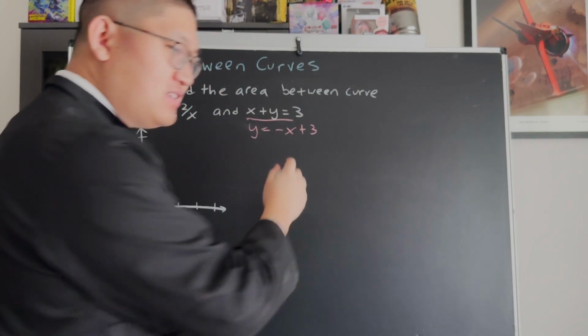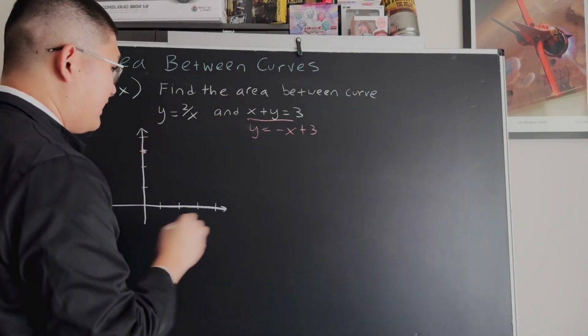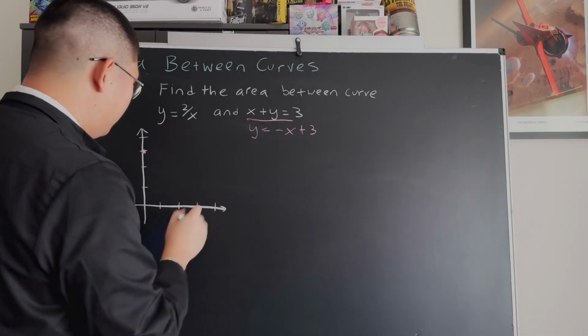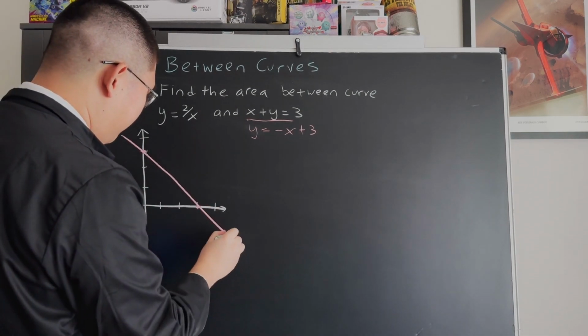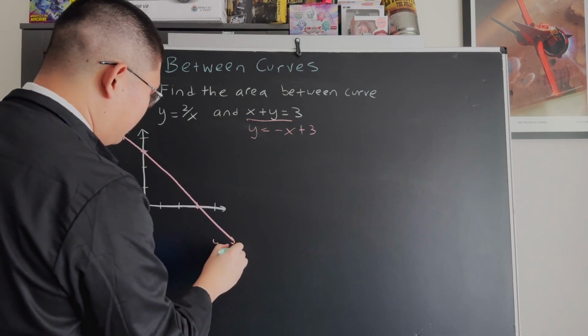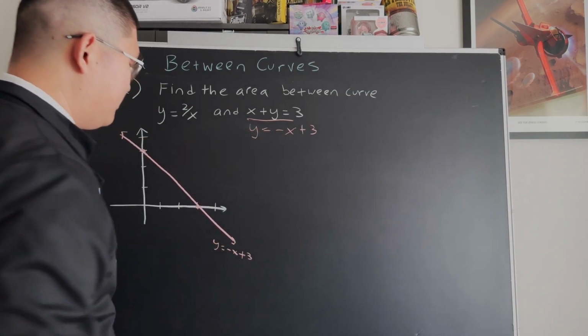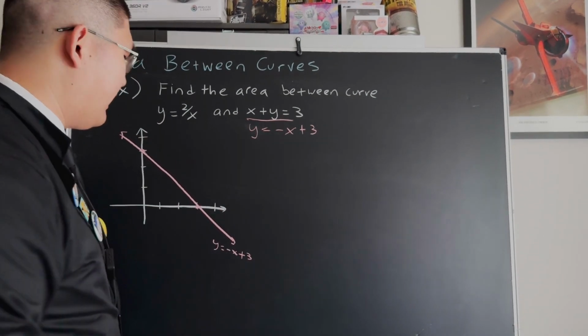So we can go ahead and graph this one first, just so that we can get a visual on what is happening here. With 2 easy points, we simply connect those two. And that is going to be our first function, y is equal to negative x plus 3, the easier one to graph. But now let's take a look at y is equal to 2 over x.